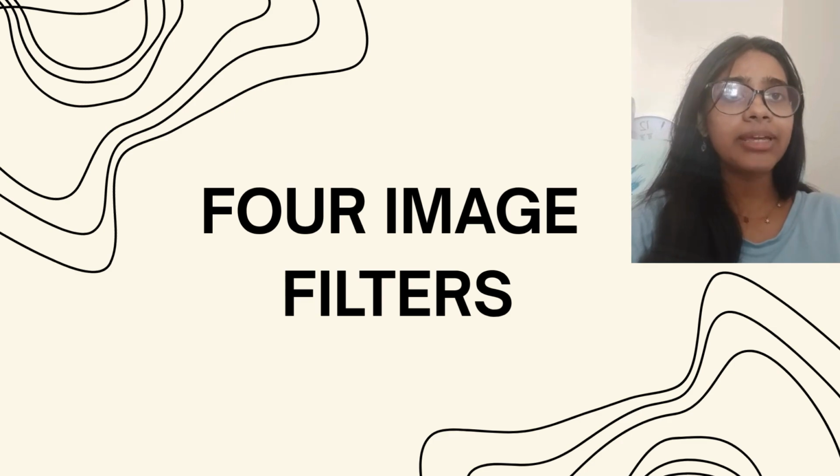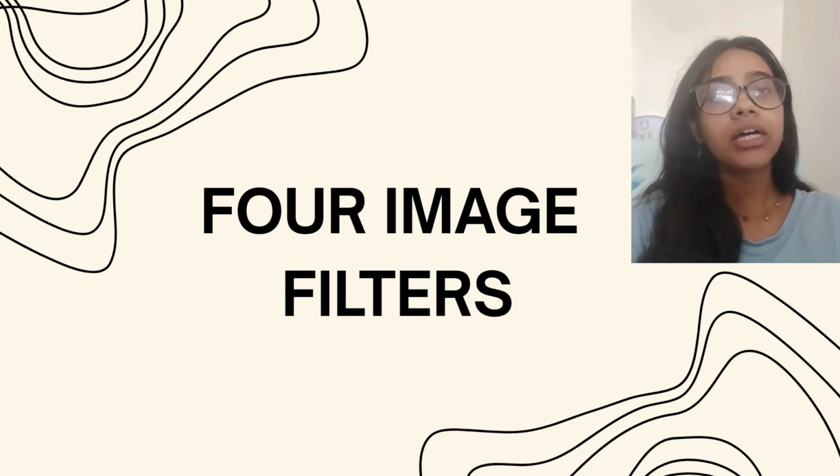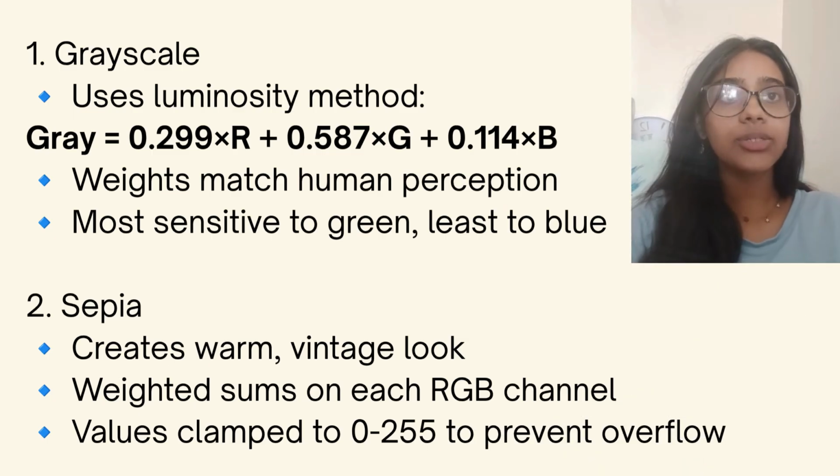Now, let me explain the four filters we are going to be implementing. First is the grayscale. The grayscale filter uses the luminosity method, which is the most accurate and commonly used approach. Gray equals 0.299 times red plus 0.587 times green plus 0.114 times blue. These weights match human perception. We are more sensitive to green and least sensitive to blue.